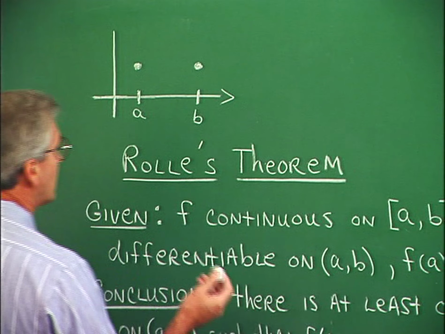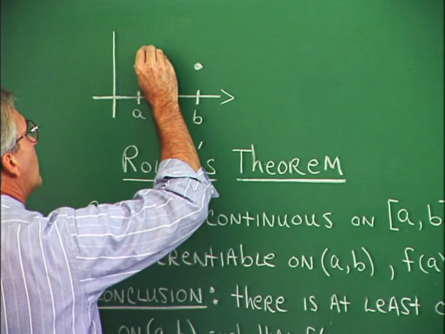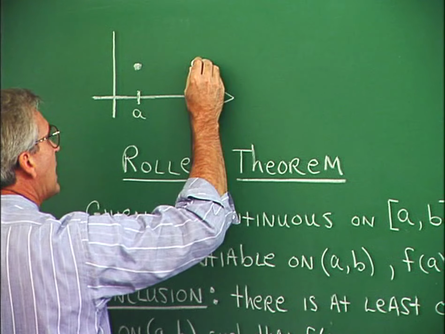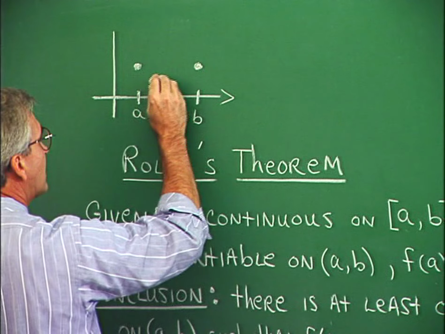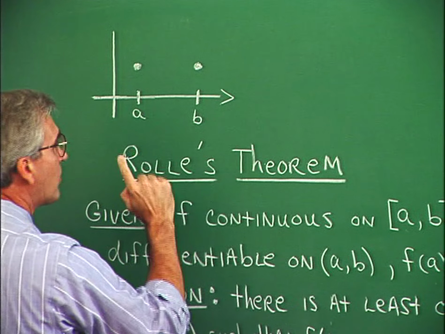And that's what the next theorem is all about. If we start to go up from this point, then we have to come back down to get to this point. If we start to go down, we have to come back up to get to this point. In either event, we're going to create either a maximum or a minimum.